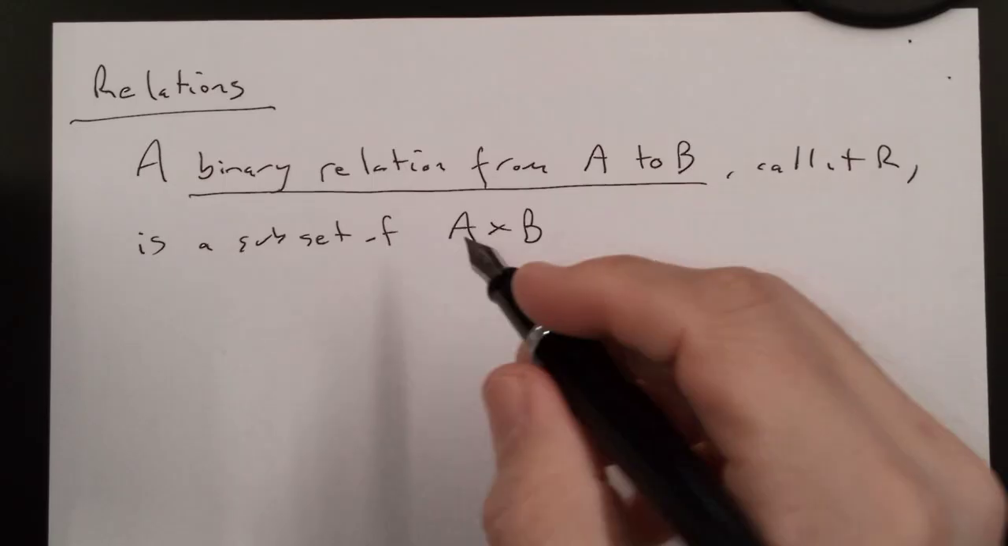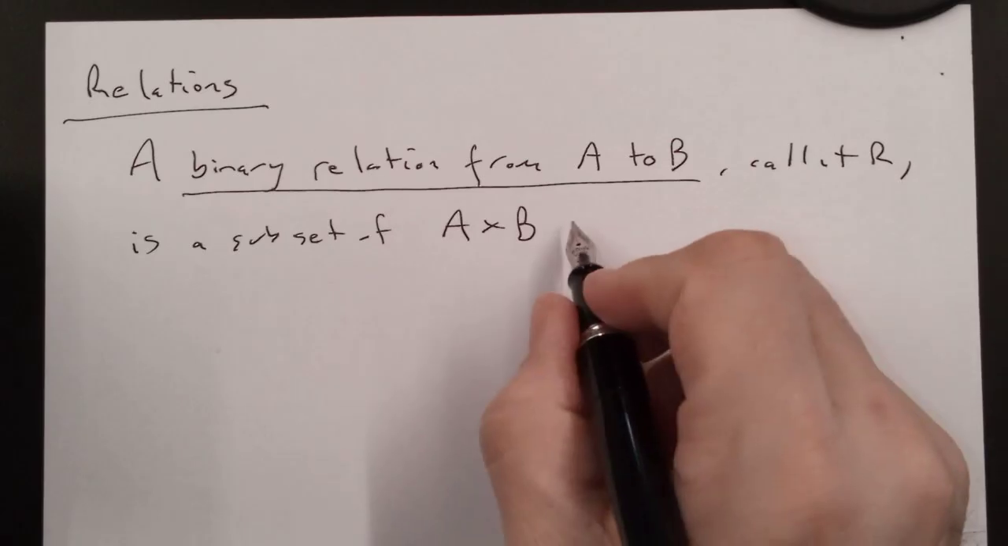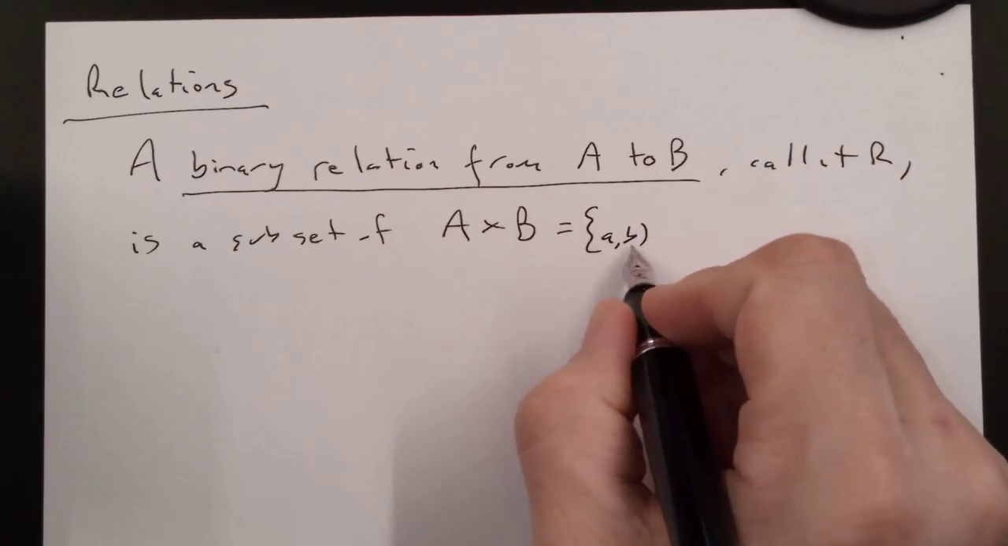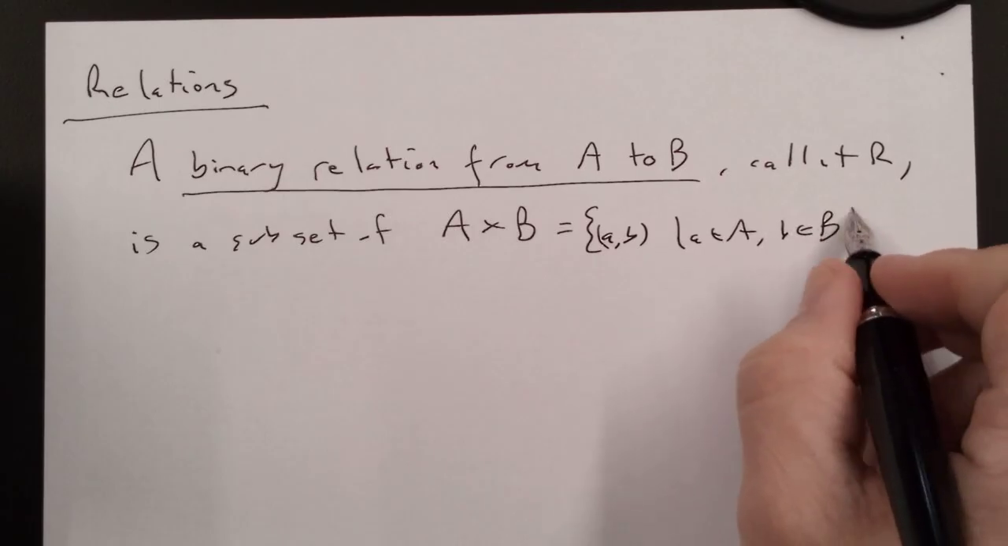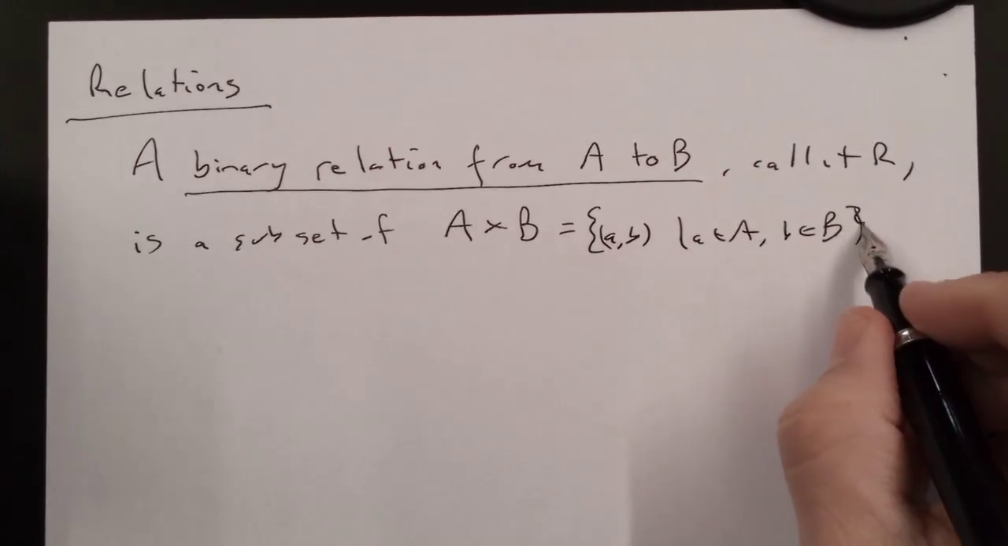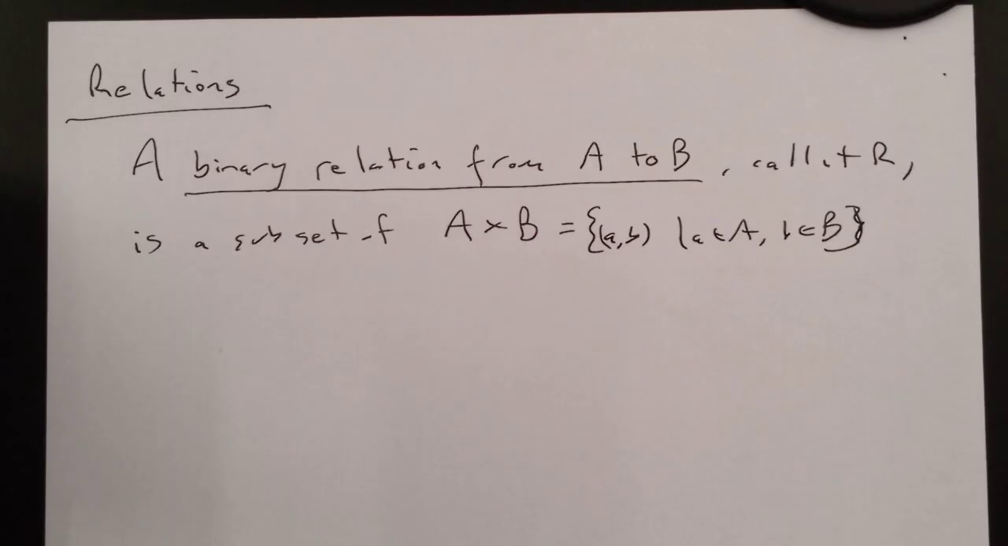So these are things that look like ordered pairs. a, b, where little a is in the set capital A, and little b is in the set capital B. Okay.